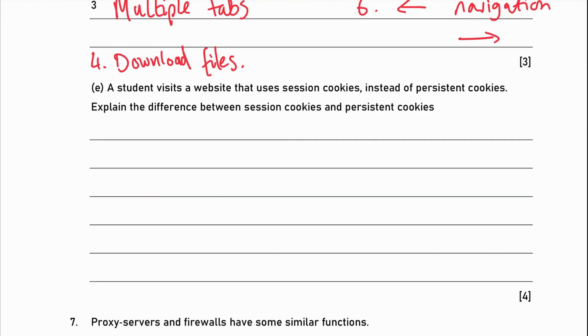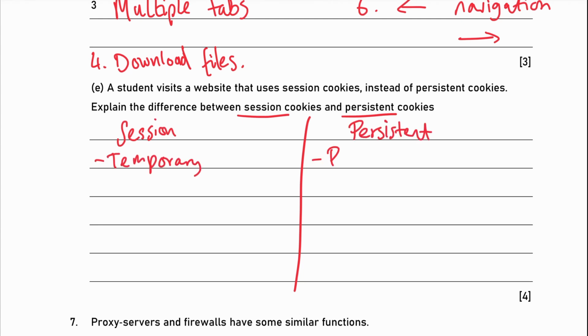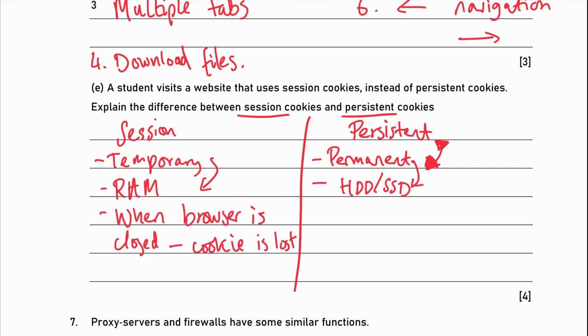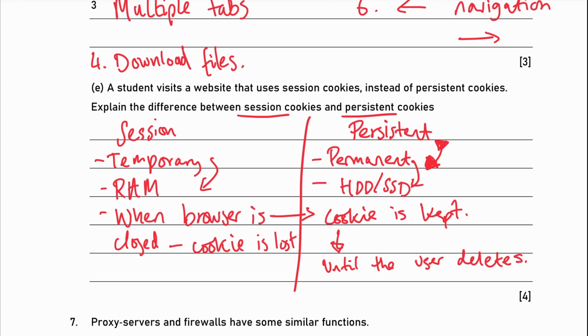And then next up is the difference between persistent and session cookies. So we need to explain the difference between session and persistent cookies. So first and foremost, session cookies are temporary, persistent are permanent, which is fairly easy to remember. The word permanent is very closely related to persistent, so just remember that if you are struggling. You can also mention that session cookies are stored in the RAM, persistent are stored in the hard drive, which again, temporary and permanent, you should link that back to Unit 3. Temporary also means that when the browser is closed, the cookie is lost. However, here, the cookie is kept, or at least until the user deletes it. So you can manually delete cookies.